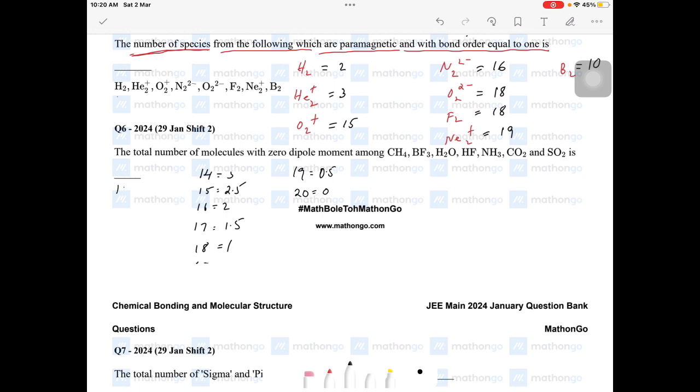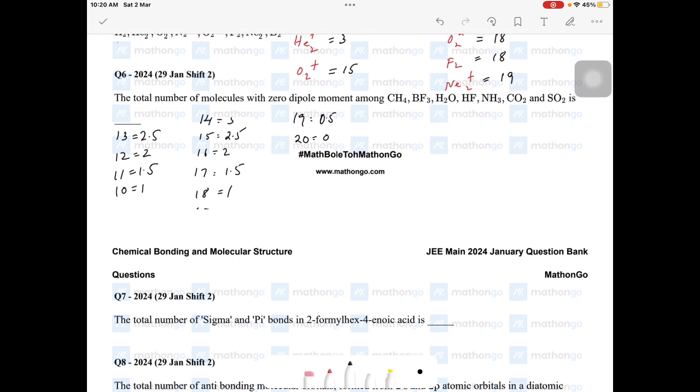Next, less than 14. So less than 14 means: 13 gives 2.5, 12 gives 2, 11 gives 1.5, 10 gives 1, 9 gives 0.5, 8 gives 0. Then 7 gives 0.5, 6 gives 1, 7 gives 1.5, and so on down to 2 gives 0.5.